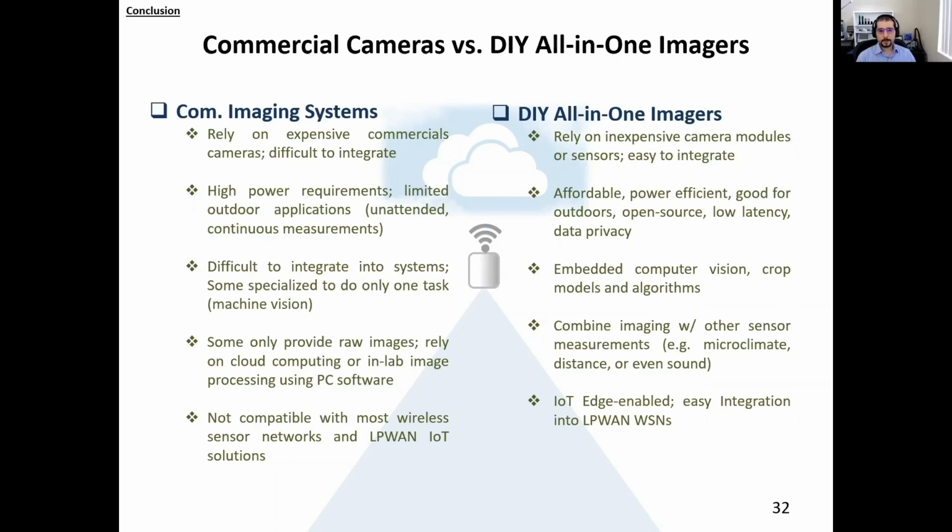And these types of imagers are IoT edge enabled, and they can be easily integrated into LPWAN wireless sensor networks. They require really low power, and they output numbers and values and not images. So this would allow us to use them in wireless sensor networks very easily.